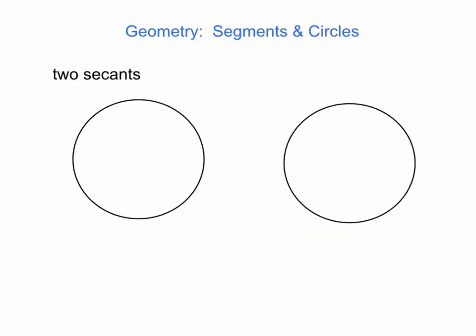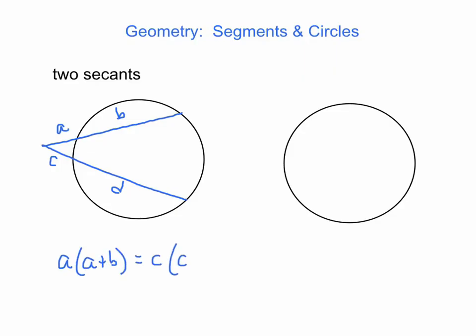Let's now look at some lengths along two secants. I'm going to go ahead and draw two secants in this picture. Here's one secant, and here's a second secant. And I'm going to label their parts A and B, and C and D. And in this situation, it turns out that A times (A plus B) equals C times (C plus D). So, this exterior portion times the entire secant equals that exterior portion times the entire secant.